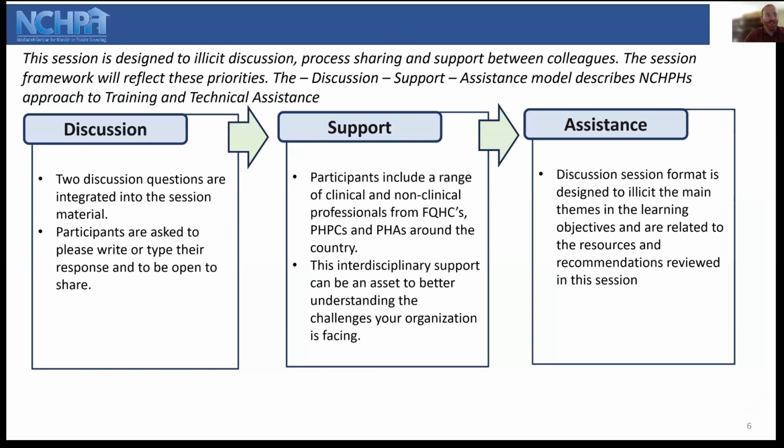Of course, this is a learning collaborative, so we want to have as much discussion and interdisciplinary discussion as possible today. There will be a case study with discussion questions, and I'm looking forward to hearing the perspectives and recommendations of our colleagues on the call today as we try to have a collective understanding of how we can empower patients with disability in our practice and at our health centers.